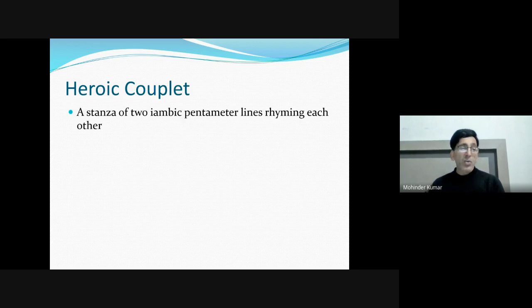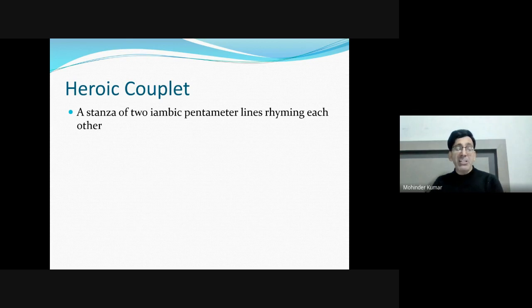Now, another stanzaic form is heroic couplet. The word couplet has come from the word couple. Couple means two. So couplet means a stanza of two lines. That is called couplet. But what is heroic couplet? Now, heroic couplet has several features. So heroic couplet is a stanza of two lines, but those two lines are in iambic pentameter. This is the first condition, that the lines must be in iambic pentameter.